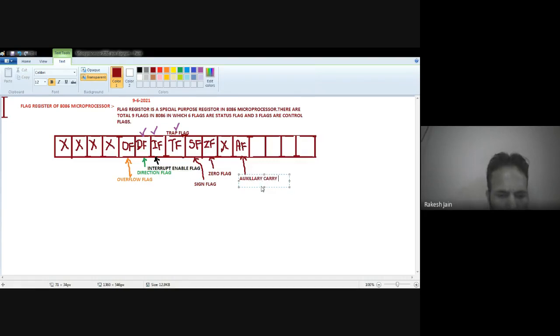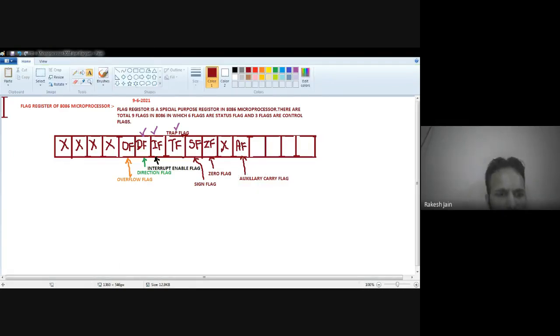Then again one more user definable bit, and then the parity flag, then one more user definable bit, then the parity flag, then a user definable bit, and then carry. This is the parity flag, that is PF, and this one is your carry flag, that is denoted by CF.